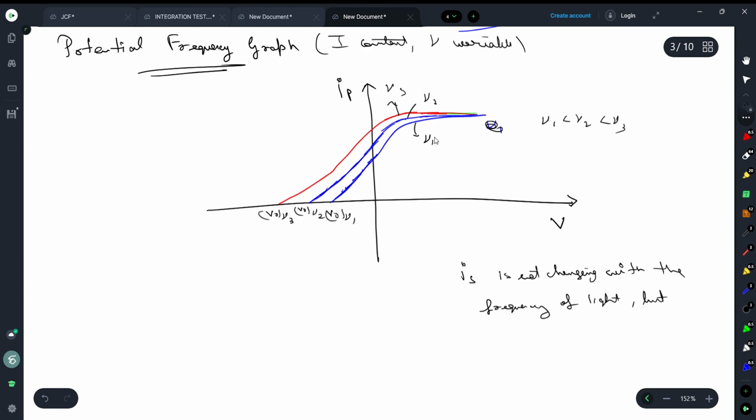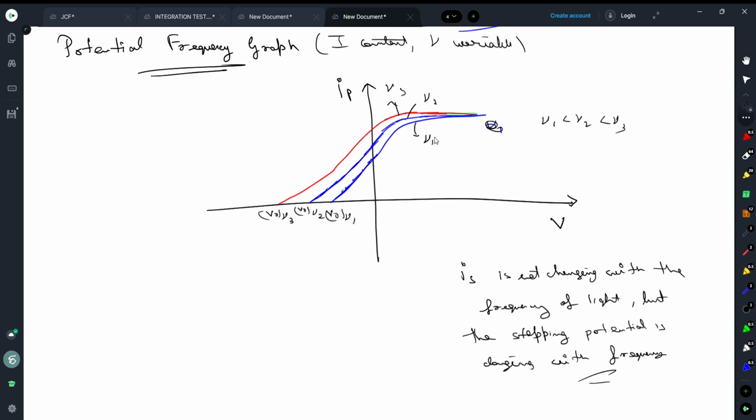The current is not changing with the frequency of light, but the stopping potential is changing with frequency. So what does that mean? The stopping potential is changing with frequency.